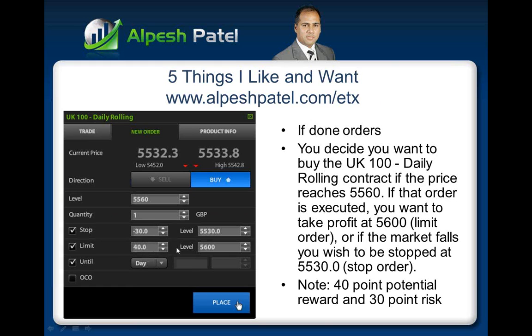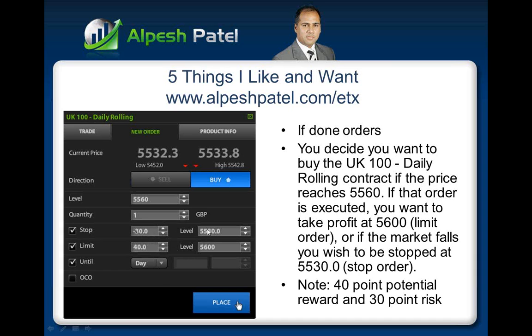So if it goes up 40 points from your entry, you've said, I want to buy at level 55.60. I want to limit, and I take profit at 40 points higher, which is 56.00. Or if the market falls, you wish to be stopped, that's your stop order at 55.30. Now, what's interesting here is, note, if it goes up and your order is executed at 55.60, you'll make 40 points if it hits your profit, but you lose 30, that's your risk, if it doesn't. In other words, your reward is greater than your risk.